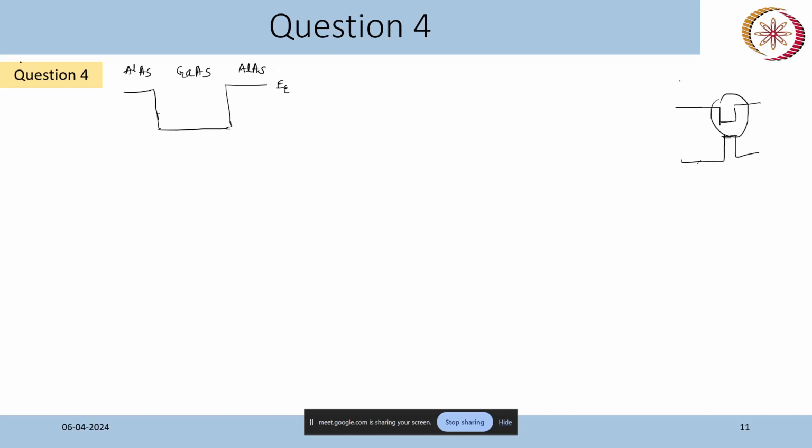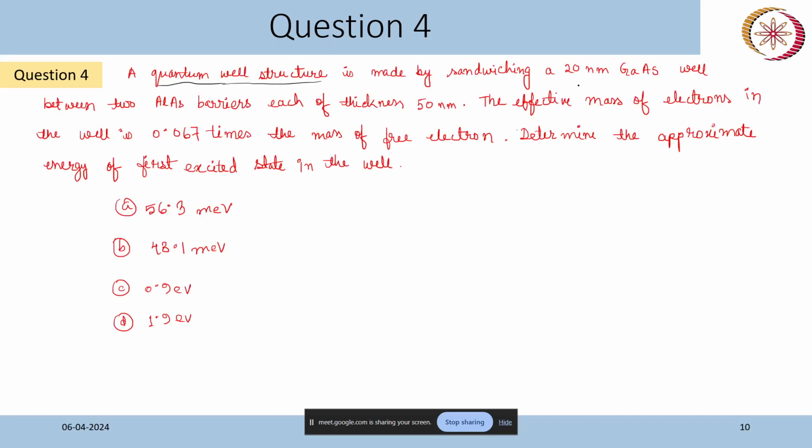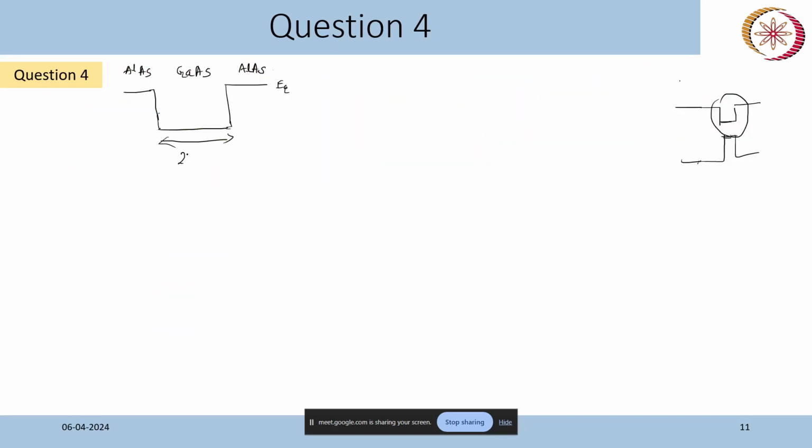So the scenario given in the question is something like this. Gallium arsenide material is sandwiched between aluminum arsenide material, and the thickness of the gallium arsenide layer is given as 20 nanometer. That is basically the width of the potential well, the width of the quantum well here. Now we have to calculate the energy of the electrons in this region.